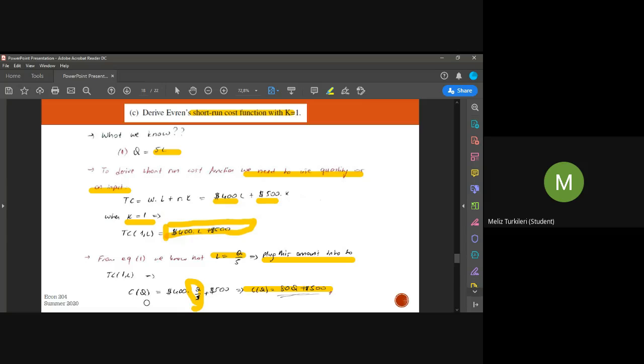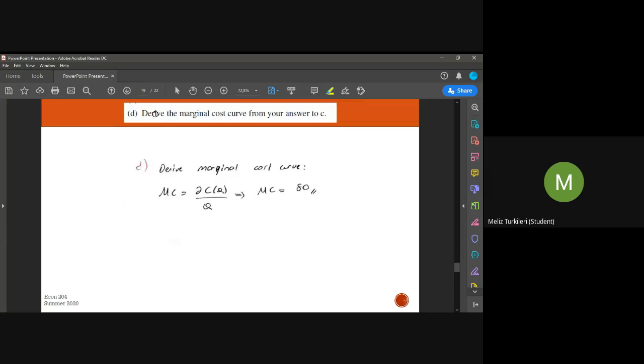okay? I just do this math and find this information. Okay, this part is important. If you are asked for a short-run cost function, then you need to use quantity as an input. Therefore, you need to transform some information, labor or capital level, into the quantity level, and then you should plug this level into your total cost function. Okay, that's all. Let's go with the D section.